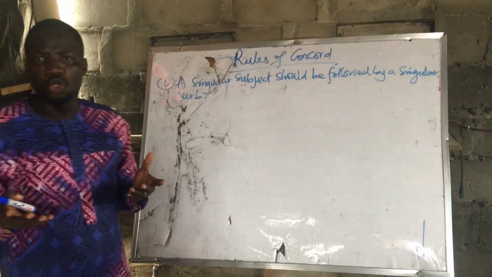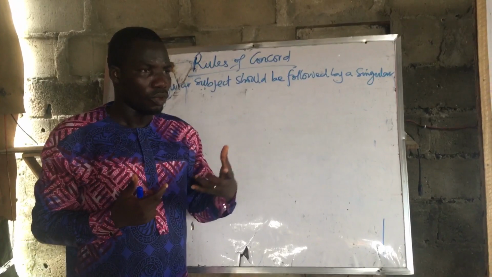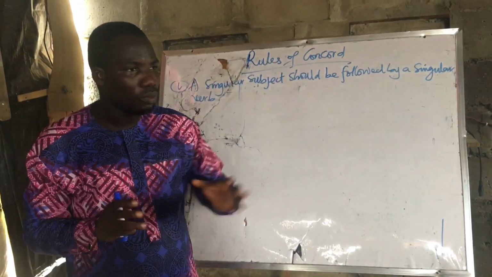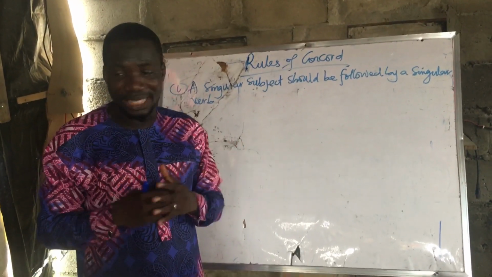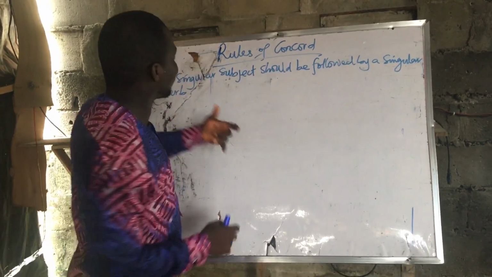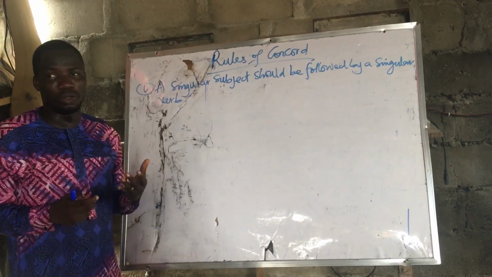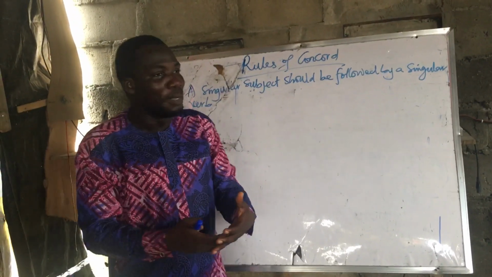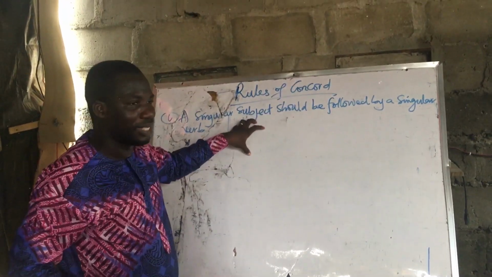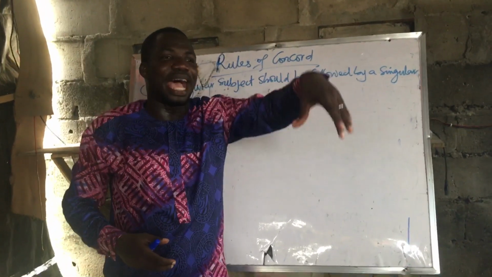Now class, how do we identify a singular verb? How do we identify a plural verb? It's very simple. We'll get down to the root of the singular verb using our noun. I told you, for the fact that there is a correlation between the subject and the verb under this particular topic, we are going to use the subject as a stepping stone to getting an answer. How?